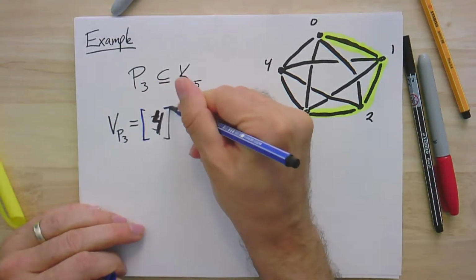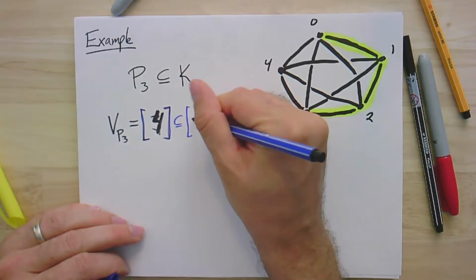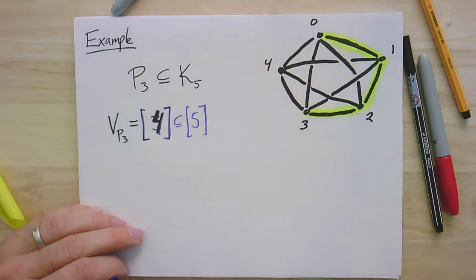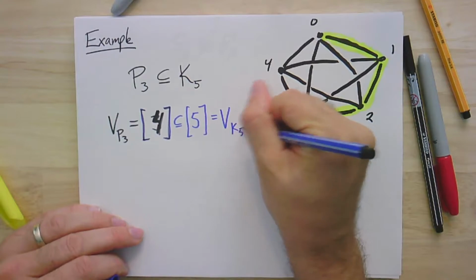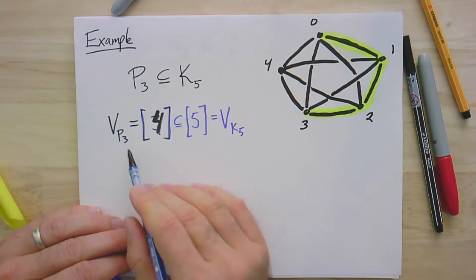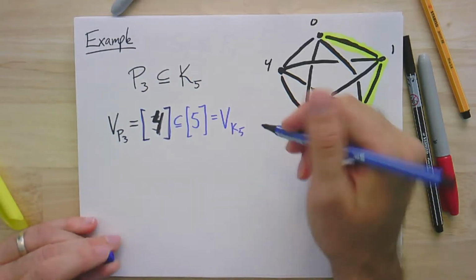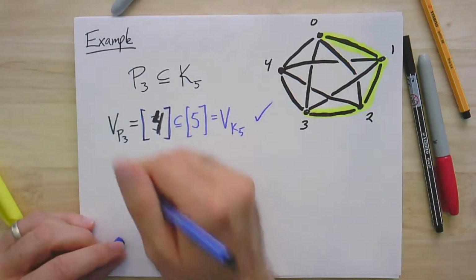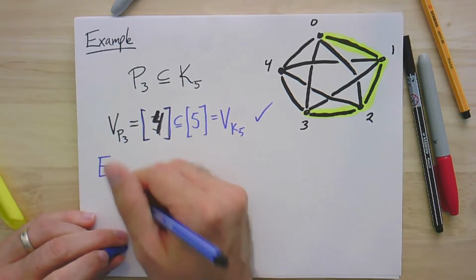All right, so there's the vertex set of the path, which of course is a subset of if I took the numbers from 0 to 4, which is the vertex set of K5. All right, so I have that the vertex set of P3 is a subset of the vertex set of K5. That was condition 1. Check that off. Now we have to check about the edge set. A little bit more work here, but not so bad.